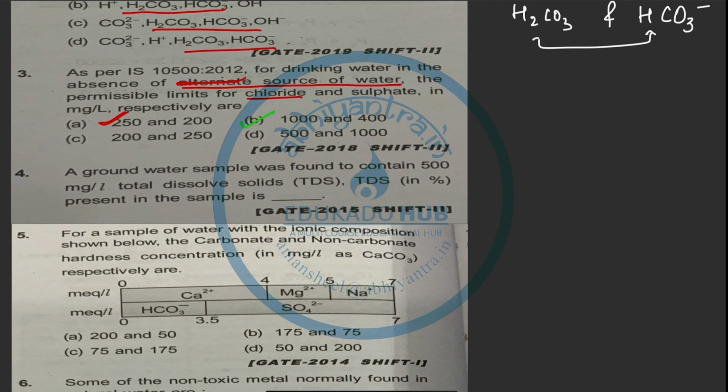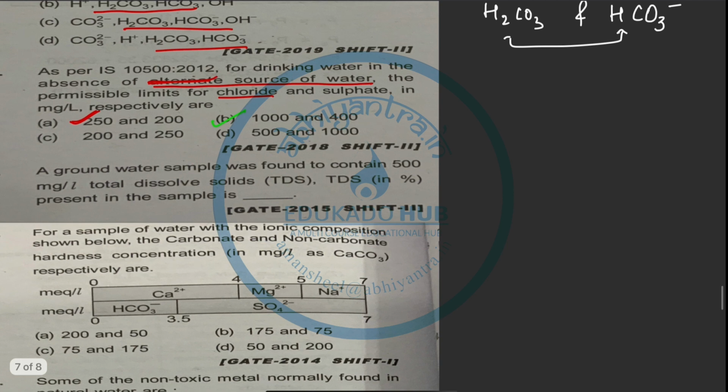Now let's go to question 4. A groundwater sample was found to contain 500 milligram per liter total dissolved solids. TDS in percentage present in the sample is, so they are asking about TDS in percentage. Just now we have seen the total dissolved solids permissible limit or standard limit is 500 milligram per liter. First of all, we should know what is TDS, right? Total dissolved solids. What type of solids can come into total dissolved solids?